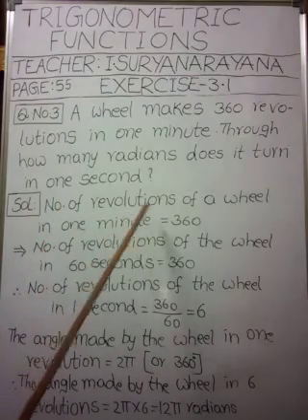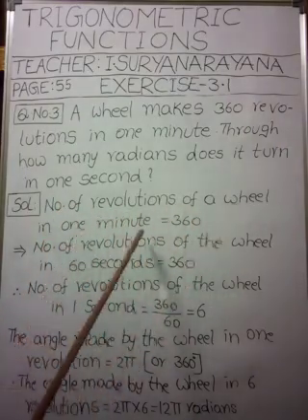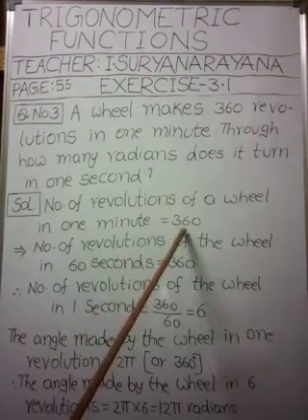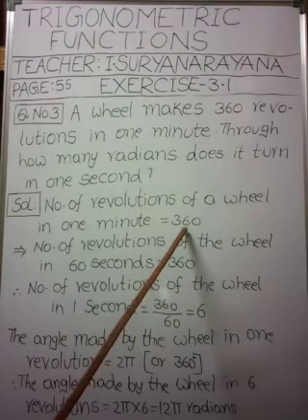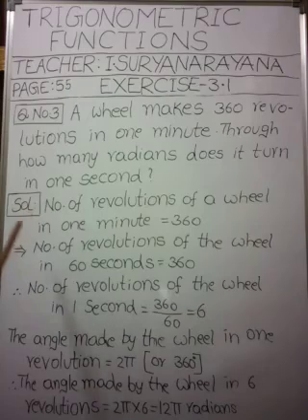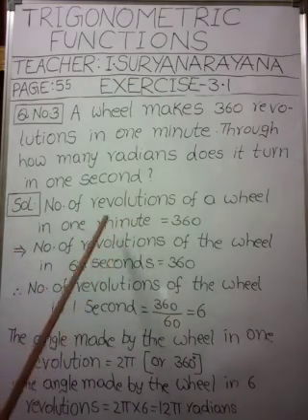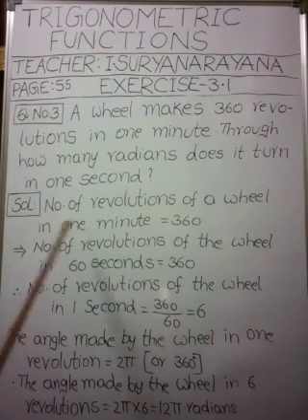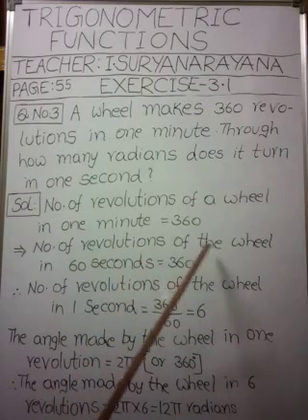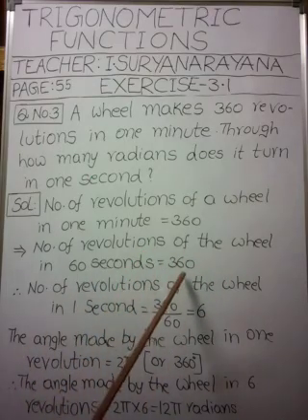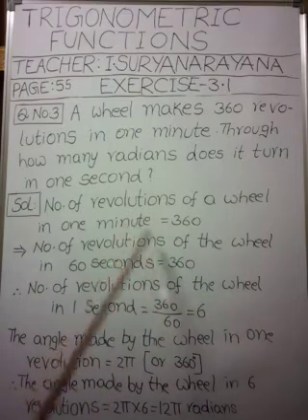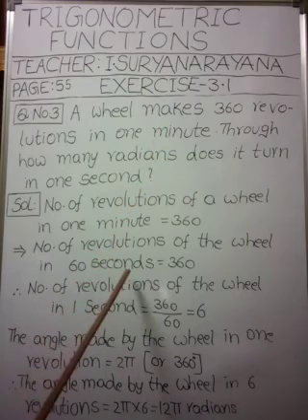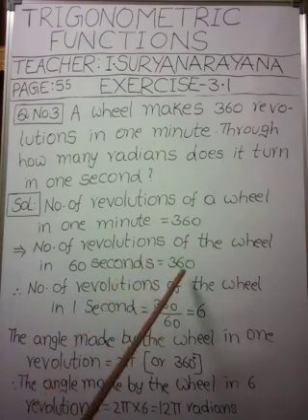Number of revolutions of a wheel in 1 minute is equal to 360. I wrote this sentence in the form of an equation. Understood this step, my dear children? This implies, what is meant by 1 minute? How many seconds make 1 minute? 60 seconds. Therefore, number of revolutions of the wheel in 60 seconds is equal to 360. Both mean the same only. So in 60 seconds the wheel makes 360 revolutions.